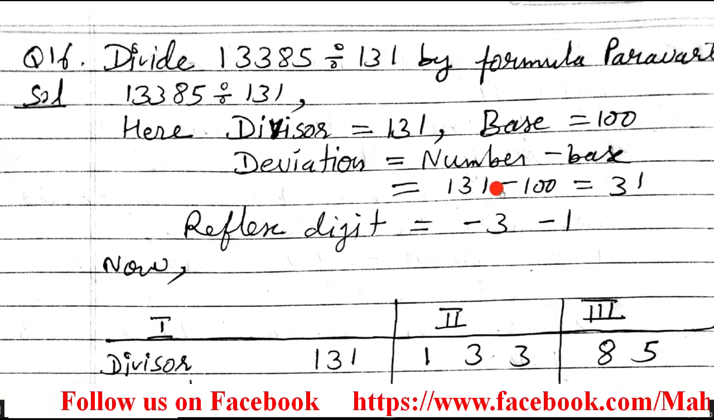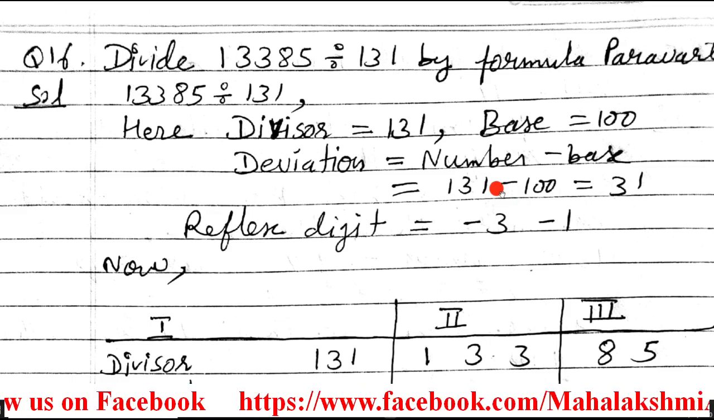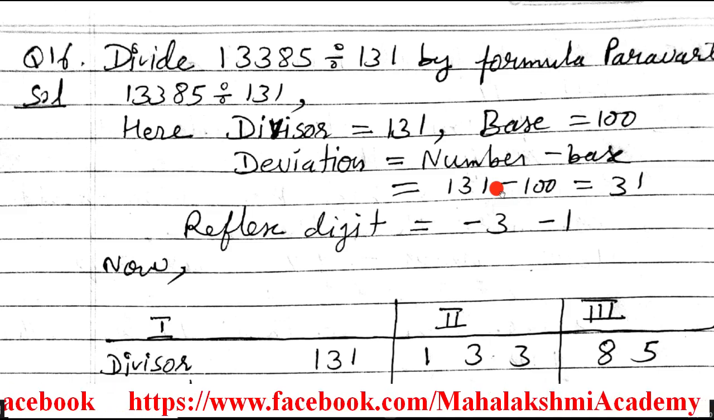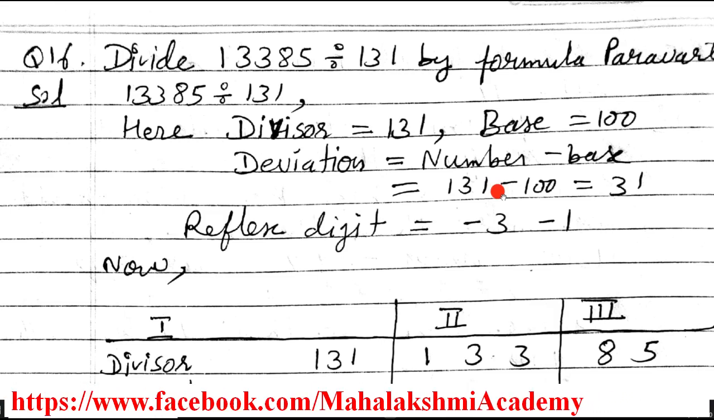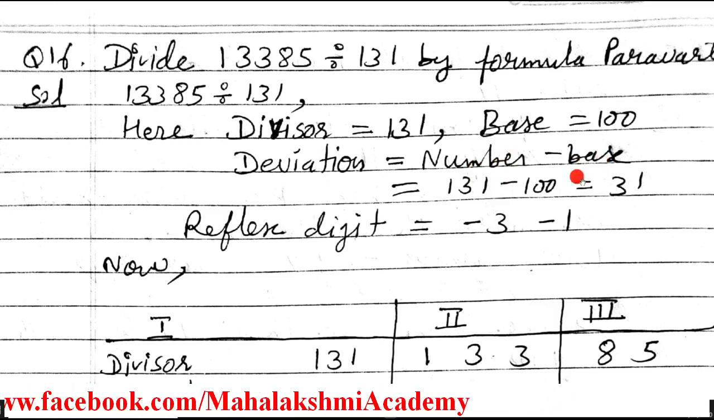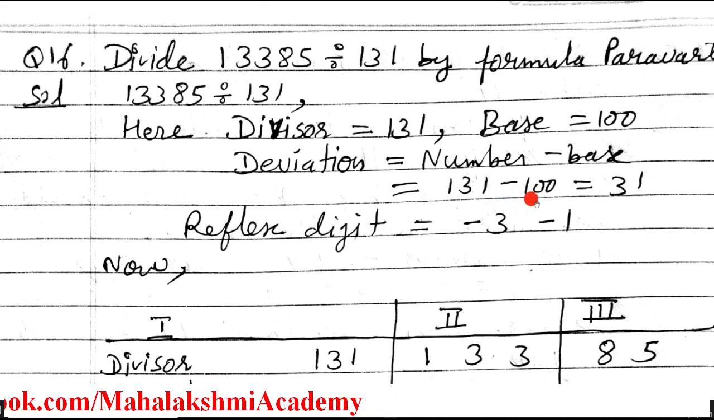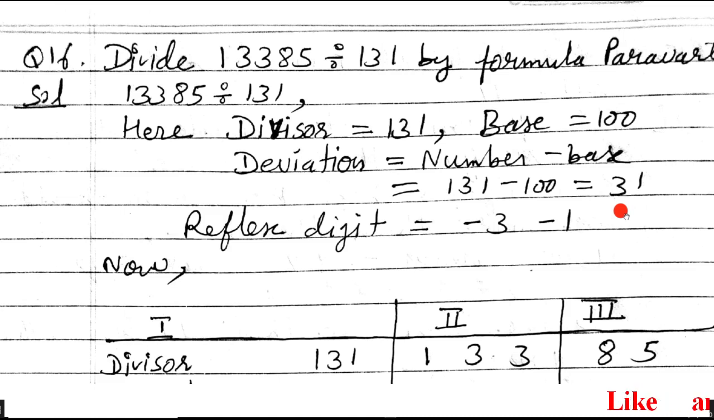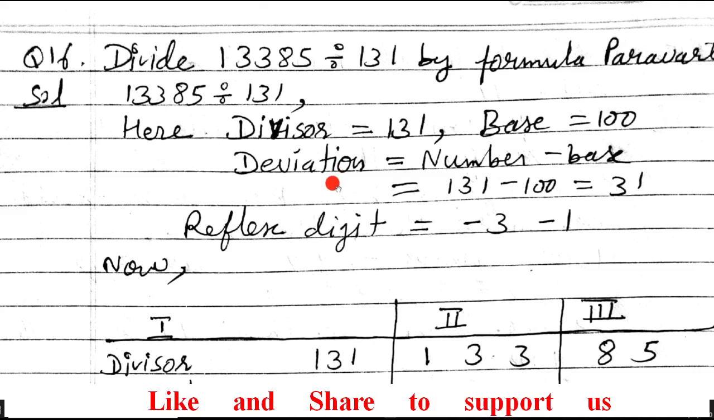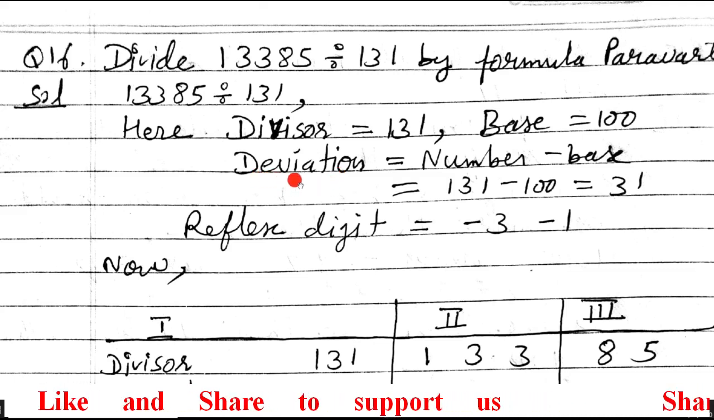In the Nikhila method we used to find out the revised divisor. The revised divisor formula is base minus number, but here we are doing just the reverse, number minus base. That is the difference here. So this is the difference between the Paravartiya and Nikhila methods of division. When you revise the questions, make it clear in your mind how the Nikhila method of division and the Paravartiya method of division are different from each other. In the Nikhila method we used to find out the revised divisor, and here we have to find out the deviation.